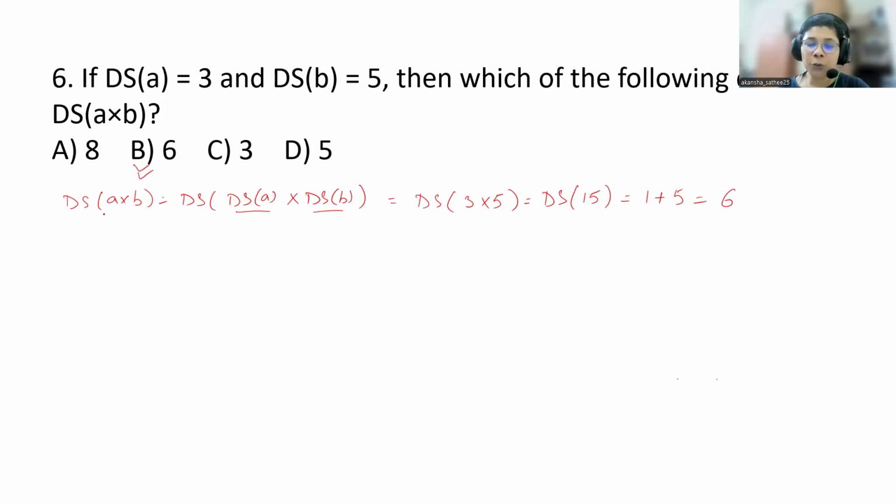So one way to compute the digit sum of the product of two numbers is to first compute the product and then do the digit sum. But in this case, A and B were not at all given. What was given is the digit sum of both numbers. And we already know that the digit sum of A into B is the same as the digit sum of A into the digit sum of B. And we have simply used the formula.